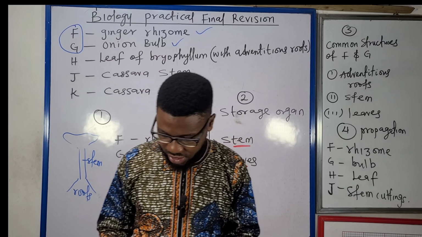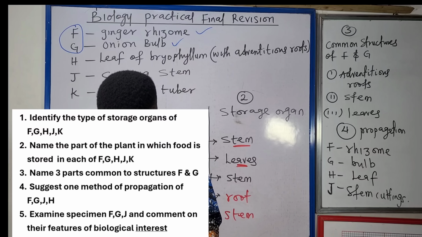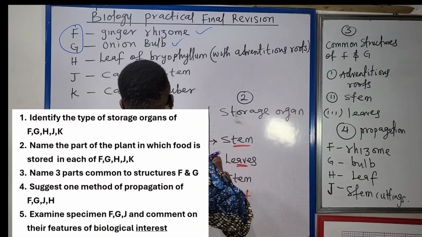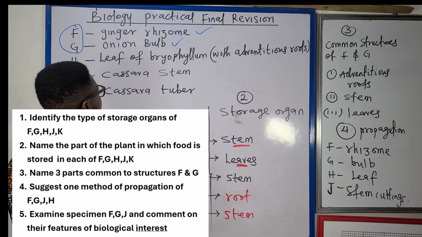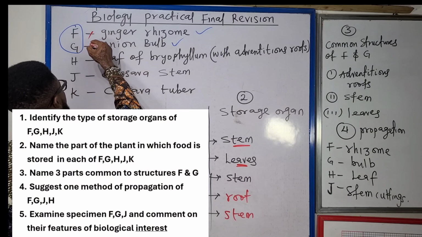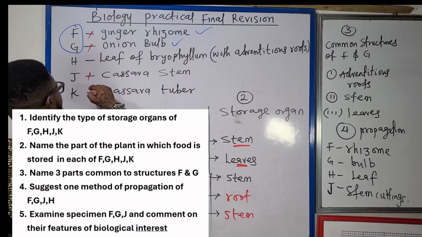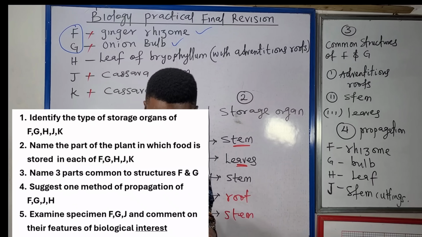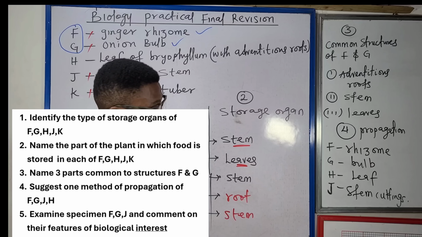At least 3 parts common to structures F and G. That's to specimens F and G. Then to the next question, question 4, it says, suggest one method of propagation of F, G, J, and H. We should suggest one method of propagation.